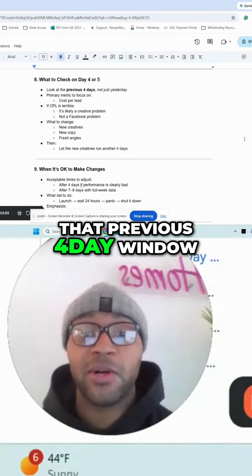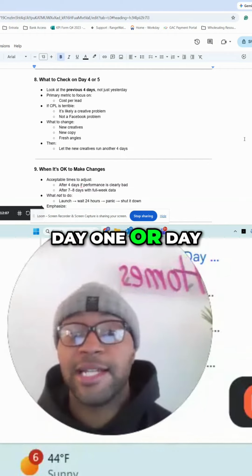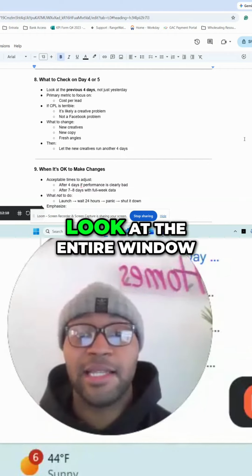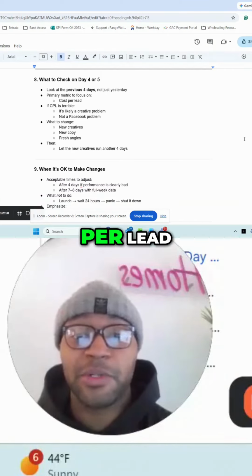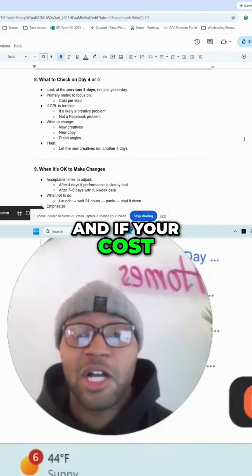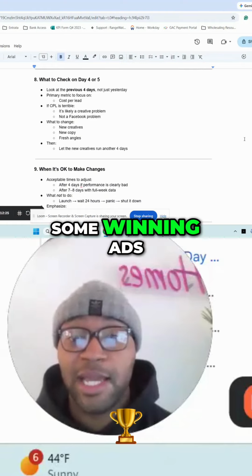On day 5, after you've let it run for 4 days, what I would do is look at that previous 4 day window. Don't just look at one day, day 1 or day 2 or day 4. Look at the entire window. And the primary metric that we really care about is the cost per lead. If your cost per lead is within range, you may be sitting on some winning ads.